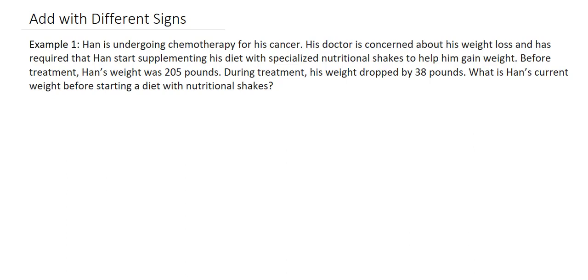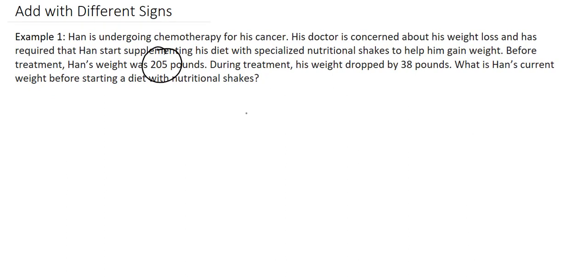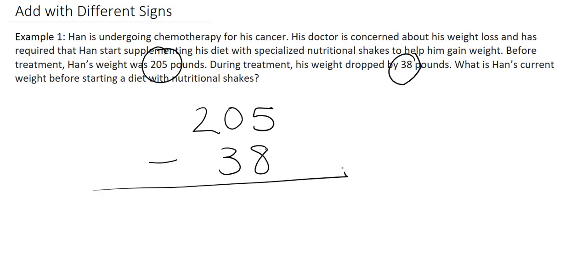So we would start off with this 205 pounds. And then we would need to go ahead and subtract, because he lost weight, by 38, right? So we'd go 38 right below, and we would just start to subtract. So 5 minus 8, we need to go ahead and borrow. We can't borrow from the zeros. We'd have to go all the way to the 100 spot.